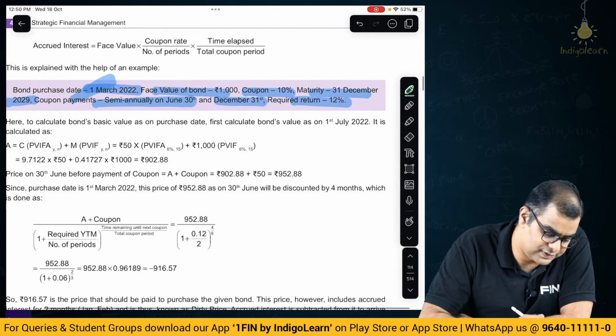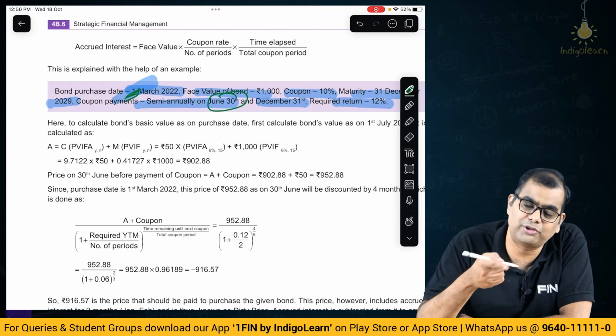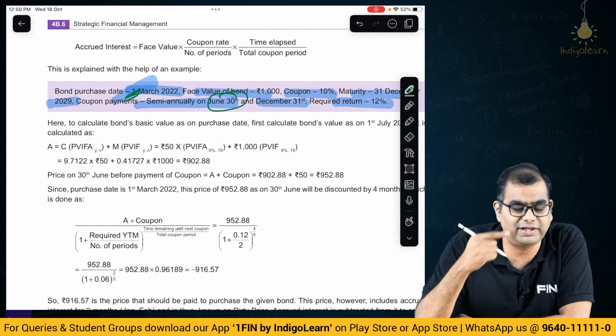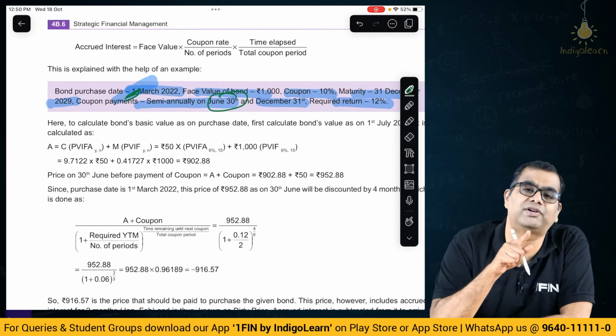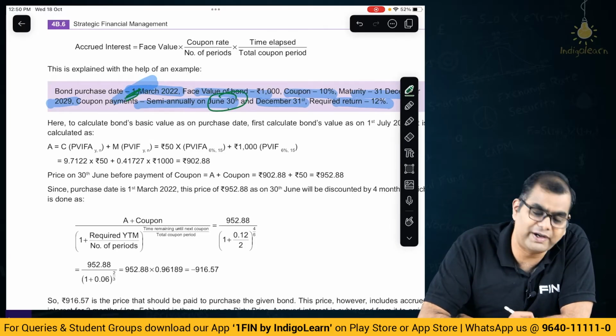So, in our case, purchase date is 1st March. When is the next bond payment made? 30th of June. So, you are going to compute now the price of the bond on 30th of June, end of day, immediately after making coupon payment. So, how will you find out the price of the bond?